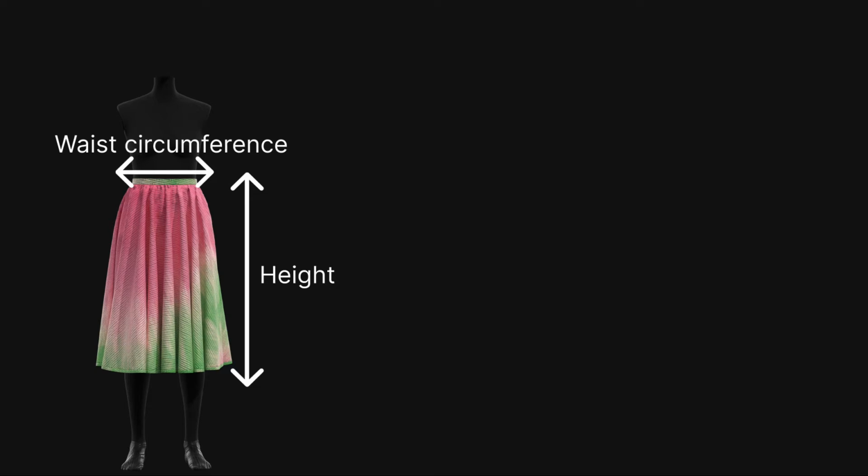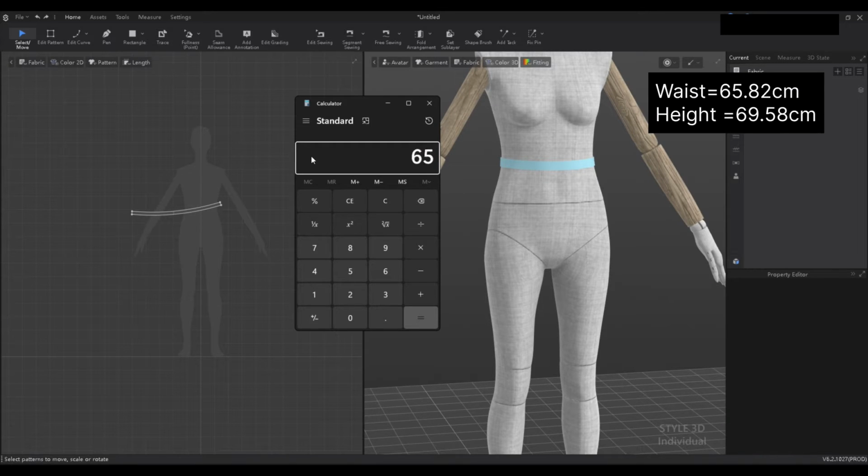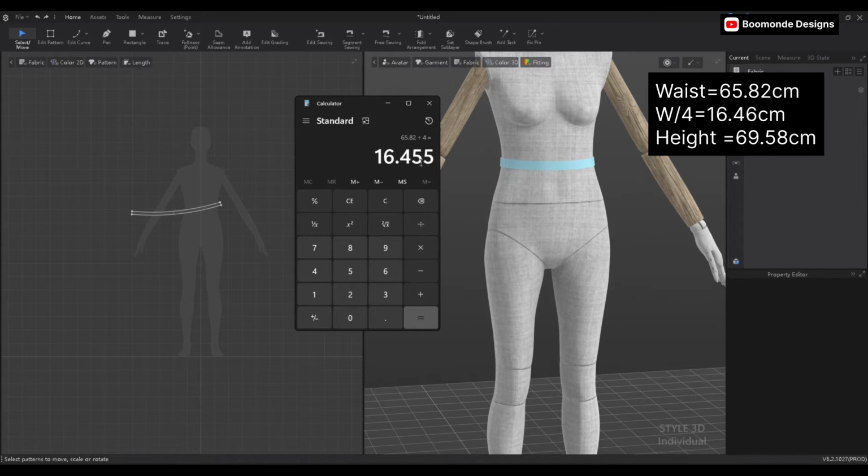So basically what we do for a circle skirt is we divide the circumference of the waist by the number 4 to calculate 1/4 of the waist. So, dividing 65.82 cm by 4 gives 16.455 cm, which is approximately 16.46 cm.